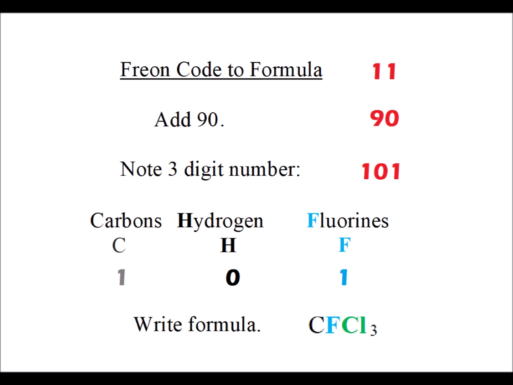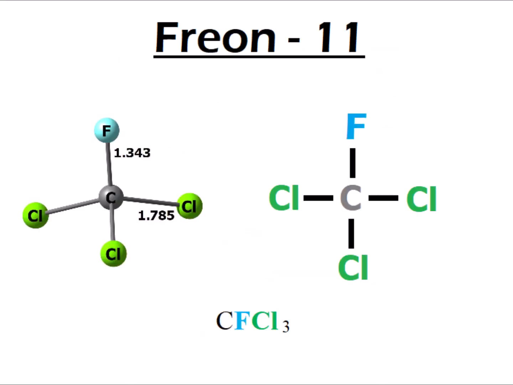Using the common valence of carbon being 4, any unsatisfied valence we assume is going to be taken by a chlorine atom. So 101 means that we have one carbon, no hydrogens, one fluorine. So therefore, CFCl3 is Freon 11. And here we see the three-dimensional structure of Freon 11, CFCl3. And we have the optimized geometry on the left and the stick diagram shown on the right.